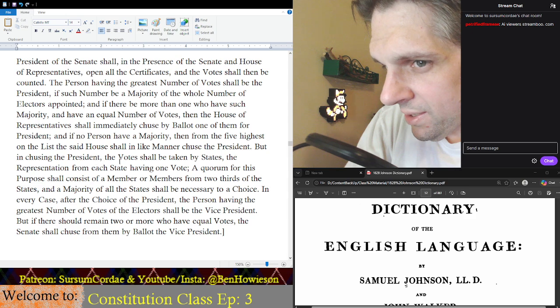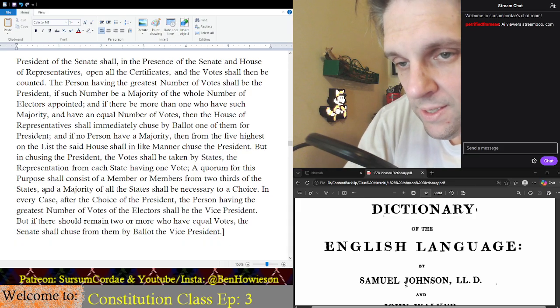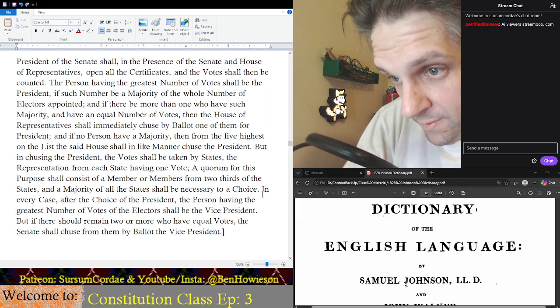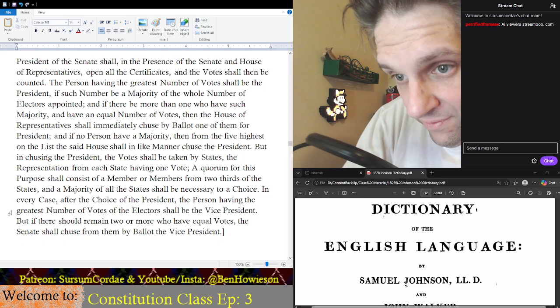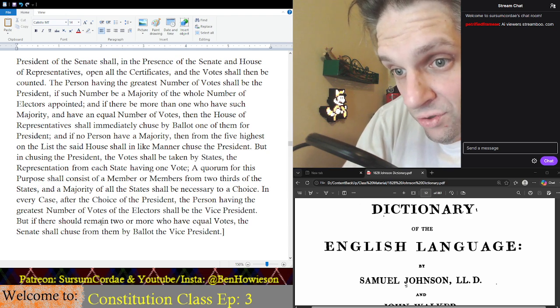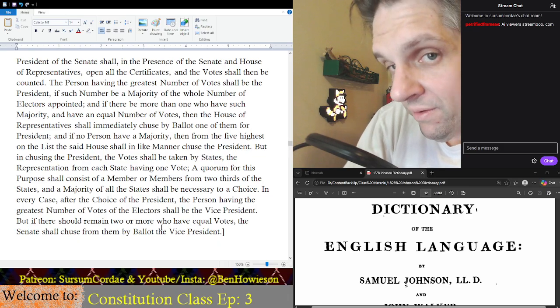But in choosing the President, the votes shall be taken by states, the representation from each state having 1 vote. A quorum for this purpose shall consist of a member or members from 2/3 of the states, and a majority of all the states shall be necessary to a choice. In every case, after the choice of the President, the person having the greatest number of votes of the electors shall be the Vice President. But if there should remain 2 or more who have equal votes, the Senate shall choose from them by ballot the Vice President.